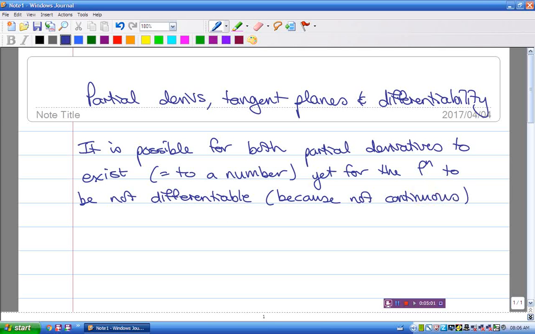So what I'm trying to do here is break apart those two ideas, differentiable and derivatives existing. Because in single variable functions, they were the same thing, but in multivariable functions, they are not. Okay, so the example that I'm going to demonstrate that with is a piecewise defined function. I think this must be our first piecewise defined function of the course, but it's not by any means the last.